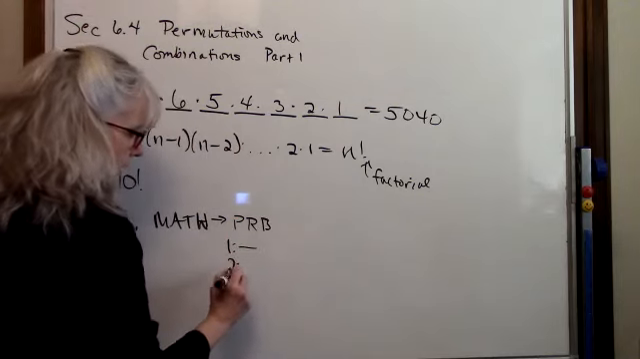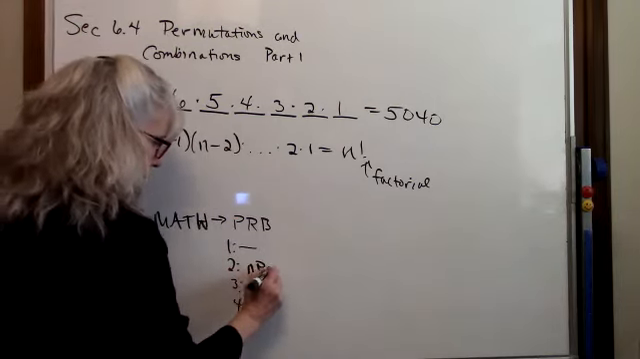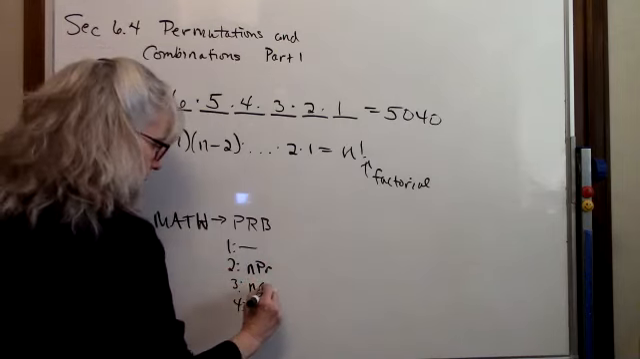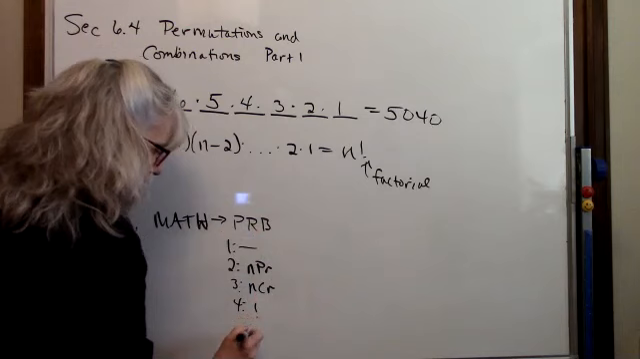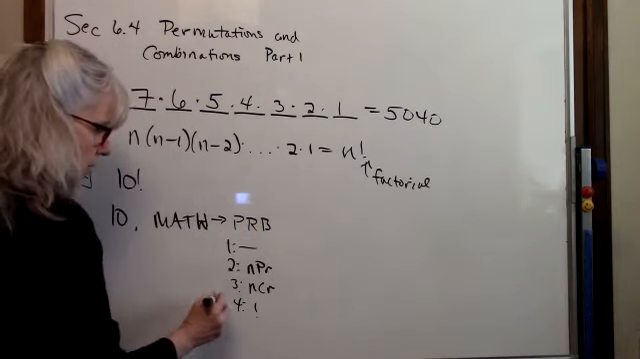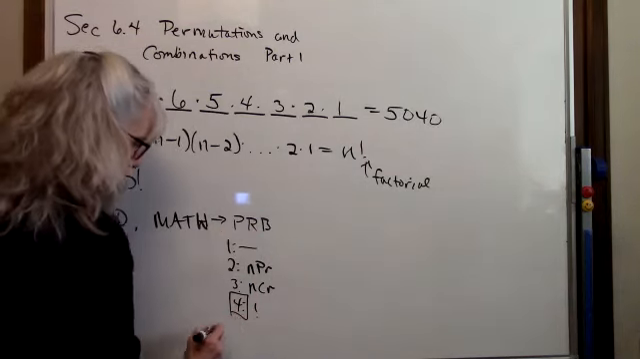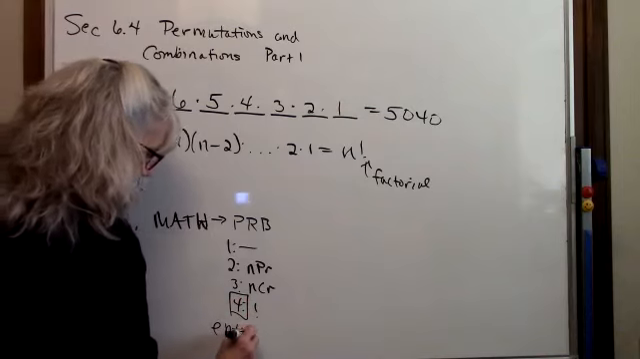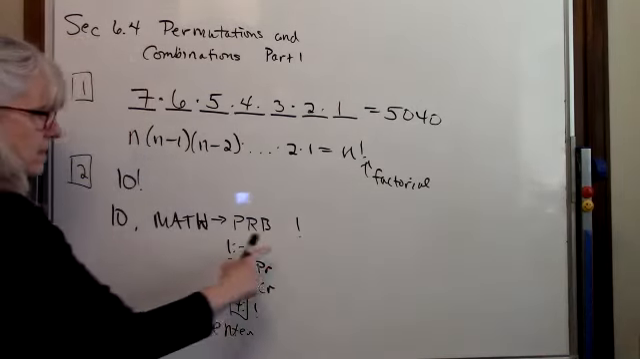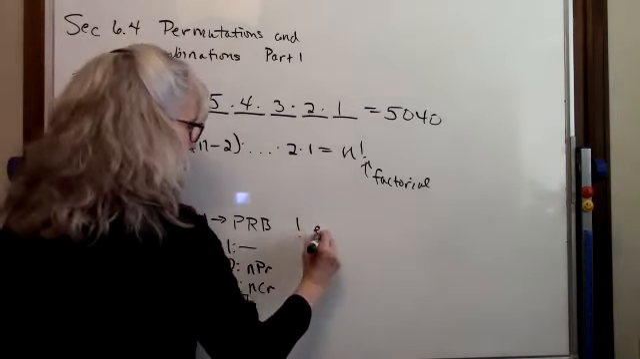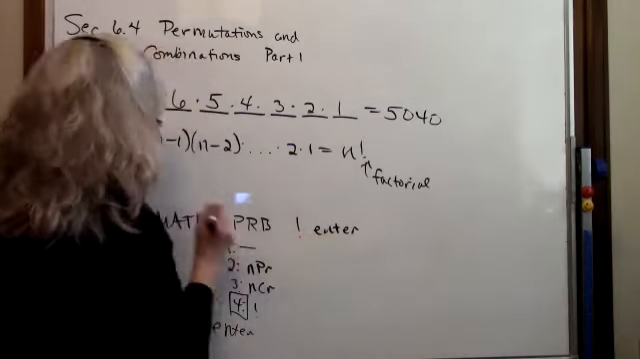Number 1, we're not going to need. Number 2 says nPr, which we'll use in a bit. Number 3 is nCr, which we will also use in a bit. And then finally, number 4 is that factorial symbol. Once you arrow down to number 4, hit enter. Now you should see literally that exclamation point. So now on your screen, you'll have a 10 and that exclamation point, and then hit enter, and that'll give you the answer.